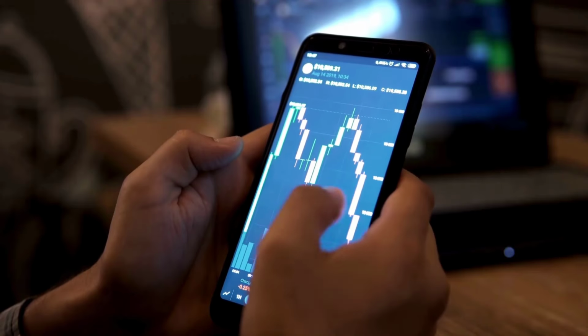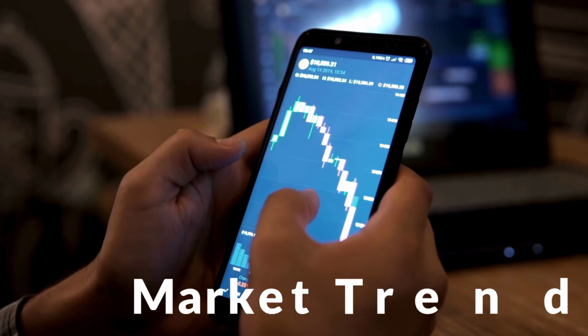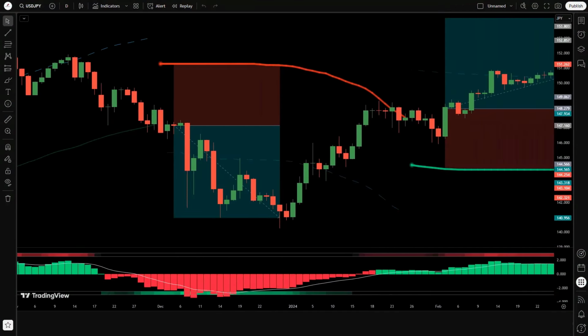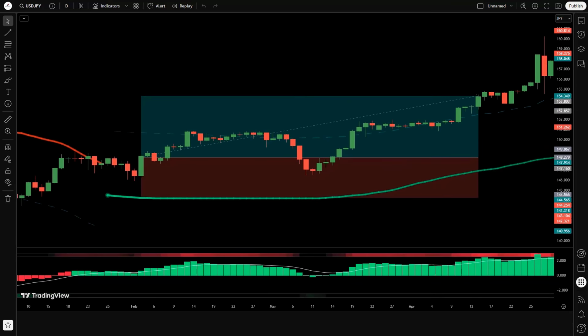It is a popular tool available on TradingView that is used by traders to analyze market trends and volatility. This video will provide you with detailed guidance on how to use this indicator to improve your trading strategies.